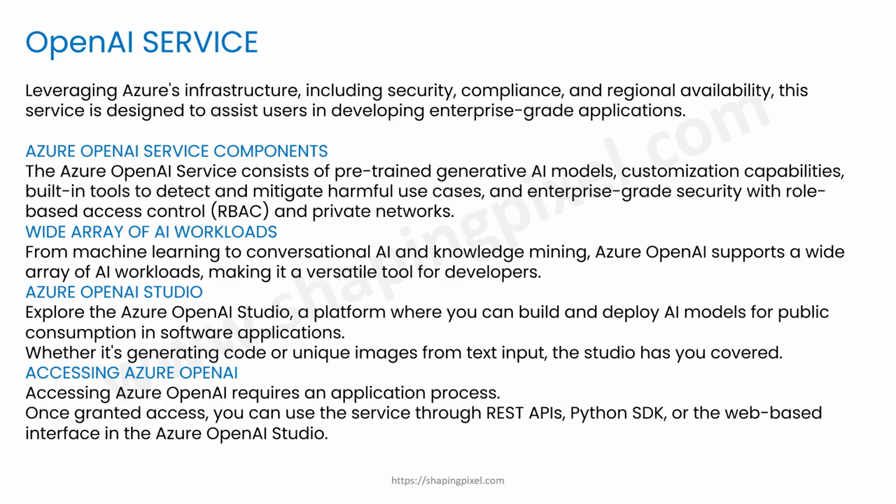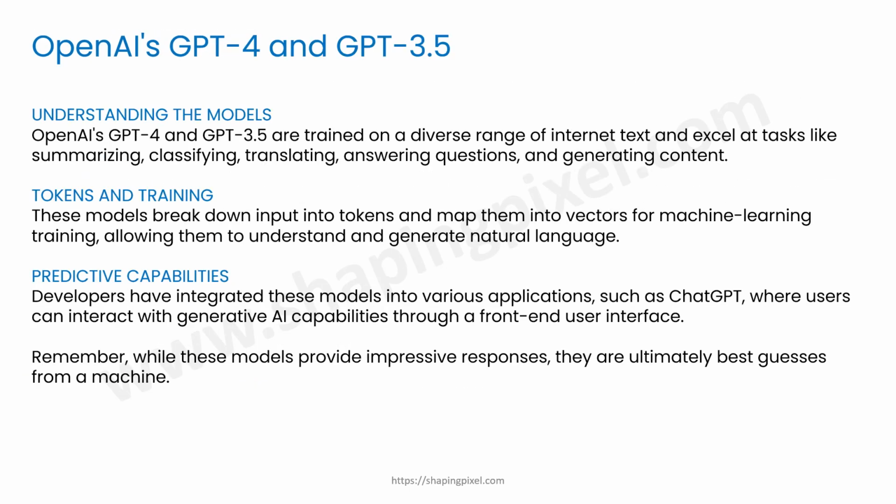OpenAI's GPT-4 and GPT 3.5 are trained on a diverse range of internet text and excel at tasks like summarizing, classifying, translating, answering questions, and generating content.